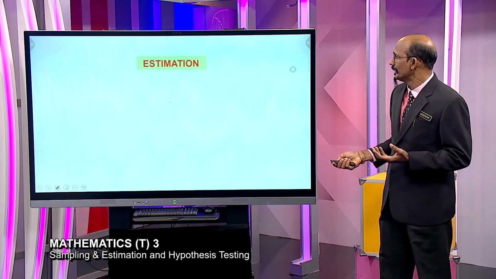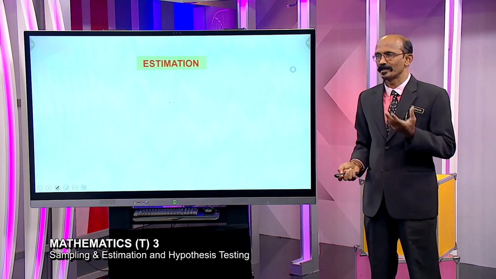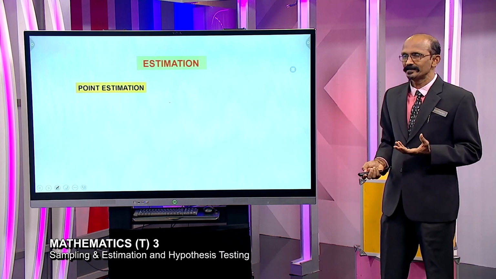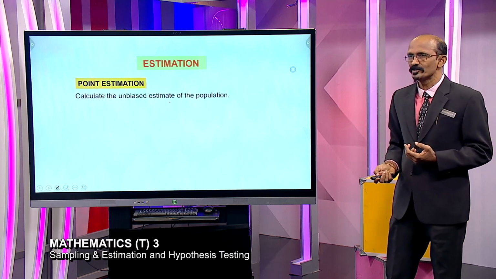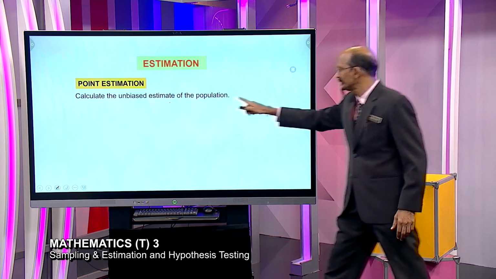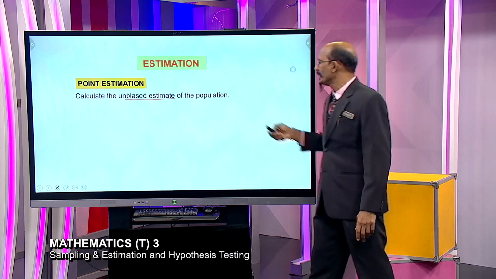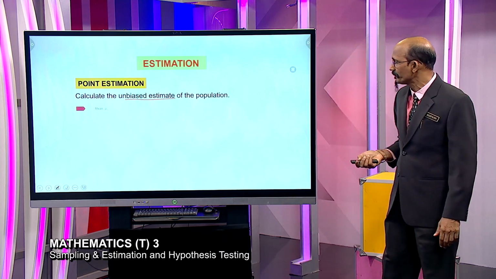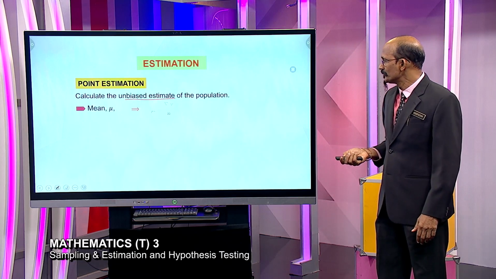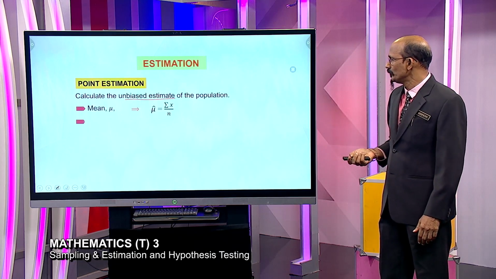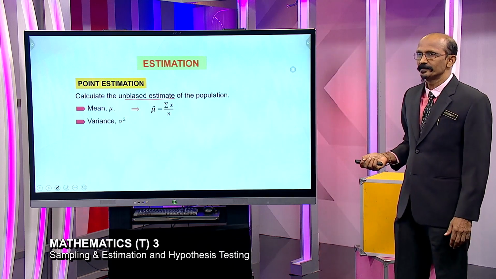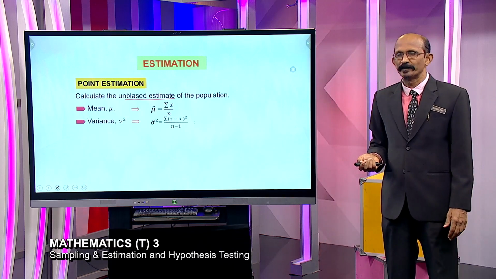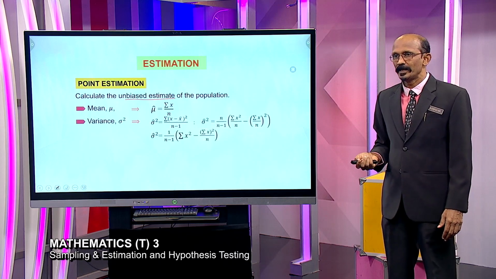Okay. Estimation. This is the second part of the chapter. In estimation, we must know 2 things. One is point estimation. In point estimation, you must find the unbiased estimate. You need to find the unbiased estimate for the population mean, which is shown something like this. And then you need to find it for the population variance.